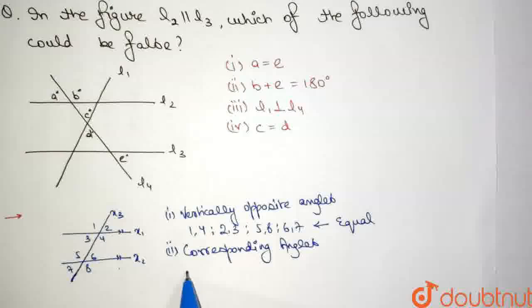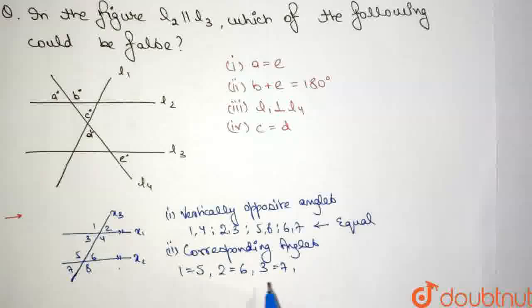So I can say that 1 is equal to 5. And then we have 2 equals 6. Similarly, we have 3 equals 7. And then we have 4 is equal to 8. Right? So we have done vertically opposite angles and corresponding angles. These angles are also equal to each other, right?